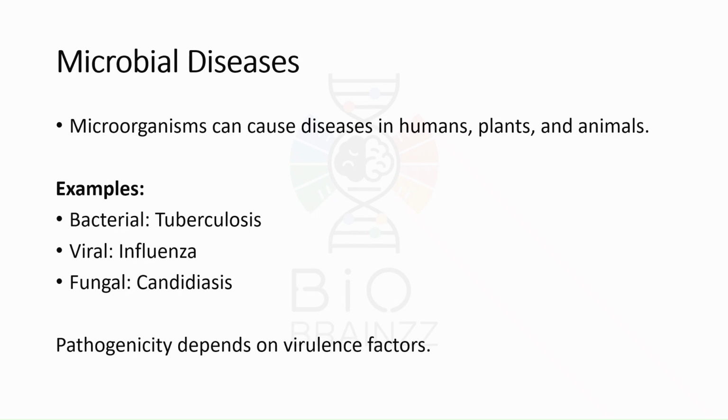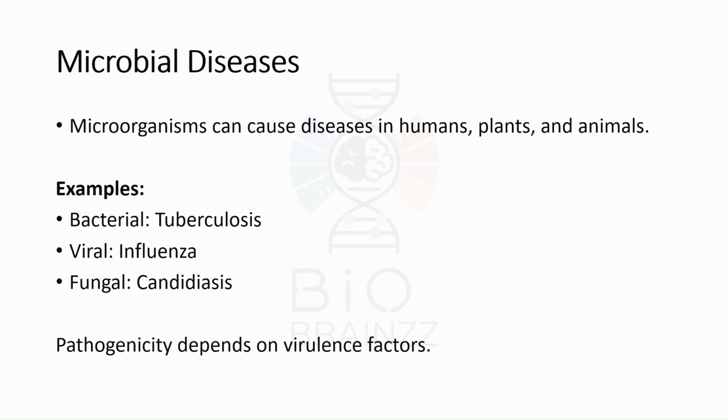Microbial diseases. Microorganisms can act as pathogens and cause disease in humans, animals, and plants. These diseases can be caused by bacteria, viruses, or fungi, each having different mechanisms of infection. For example, bacterial diseases include tuberculosis, viral diseases like influenza, and fungal infections like candidiasis.